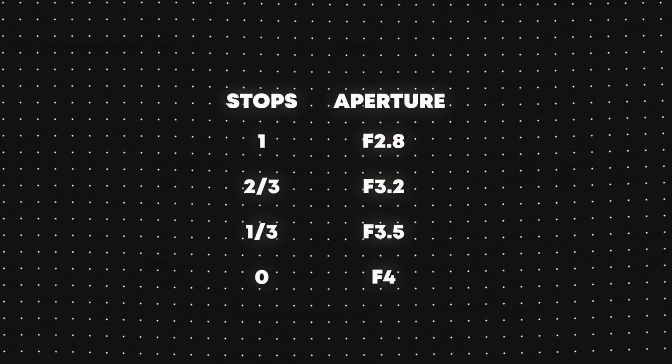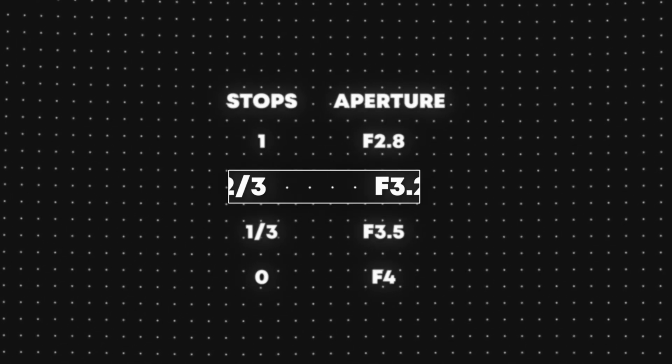Again, take a look at the table. 1/3 of a stop, 3.5. Another third, 3. Another third, 2.8. And 1/3 plus 1/3 plus 1/3 equals 3/3 equals 1. So we got one more stop of light.